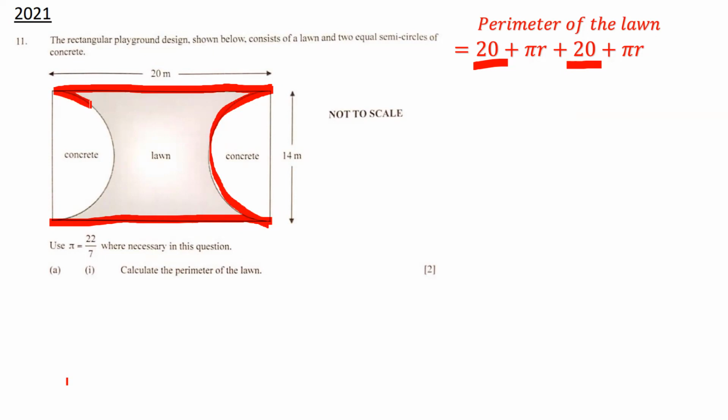And this right here is the curved portion. It's going to be the curved portion of a semicircle. Now, what is the curved portion of a semicircle?